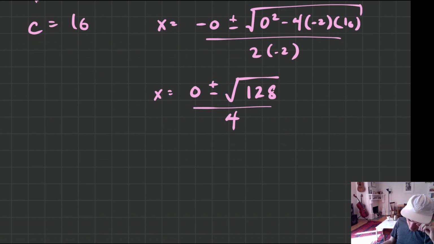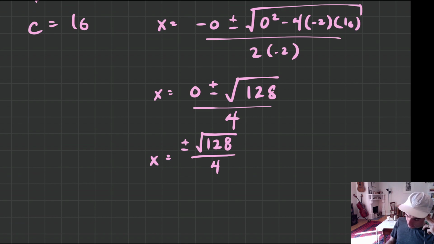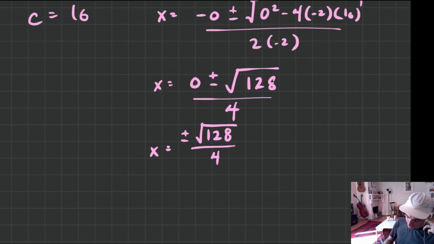And is that right? Is it actually? So that's 2, 1, and 4, 3, 7. Yeah, I think that's 128. So this is really just that x is equal to plus or minus the square root of 128 all over 4. And I can simplify this a little bit.